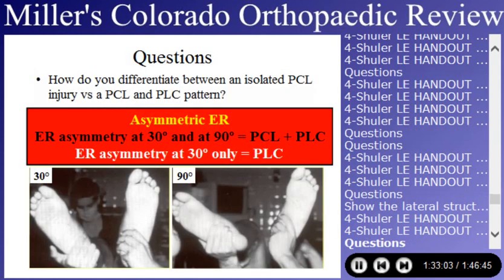How do you differentiate between an isolated PCL injury, PCL and PLC pattern? It's probably covered by Dr. Miller in his lecture. Asymmetric external rotation. External rotation asymmetry at 30 degrees only is posterolateral corner.